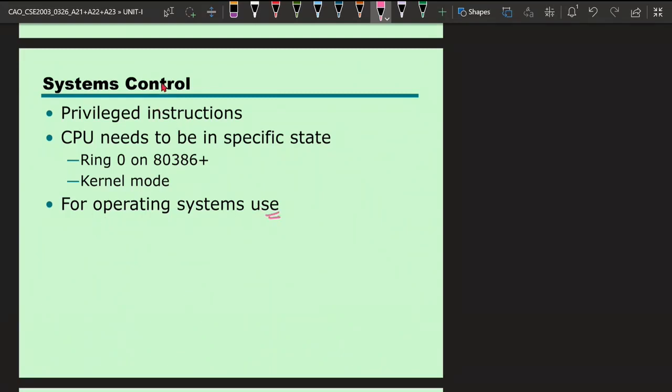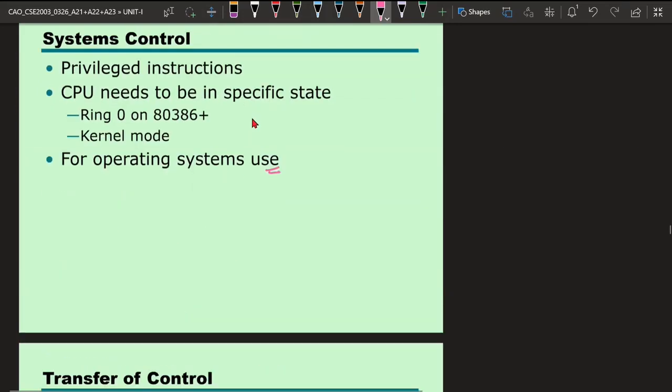These control operations are instructions meant for controlling the operation of the CPU, and will be used by the CPU itself. The user cannot use these instructions. So we will see some examples.